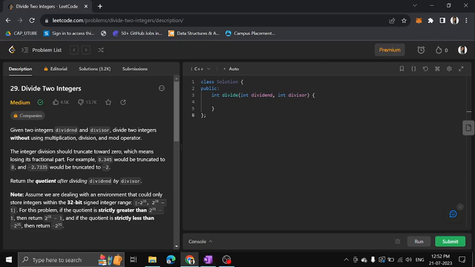Hi guys, in this video we shall see another problem on LeetCode. Divide two integers. So given two integers, dividend and divisor, divide two integers without using multiplication, division and mod operator.